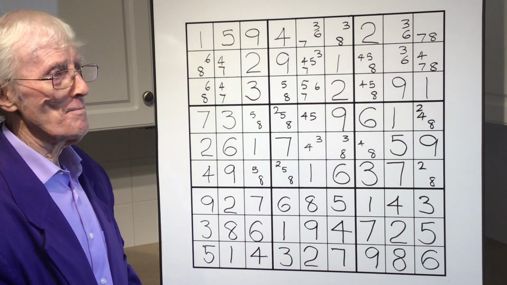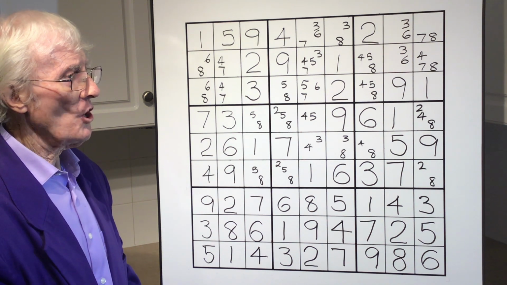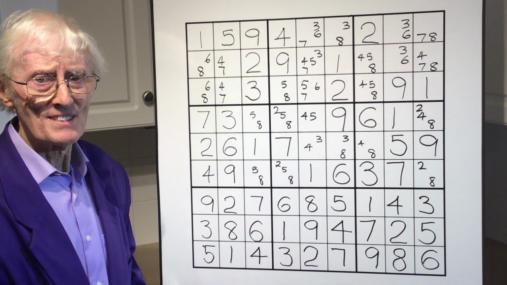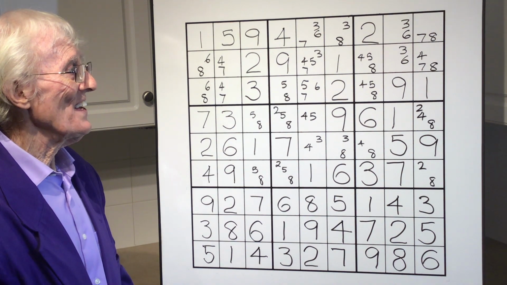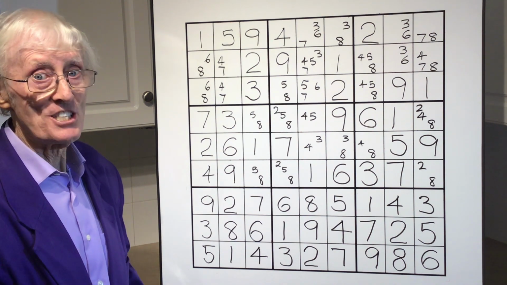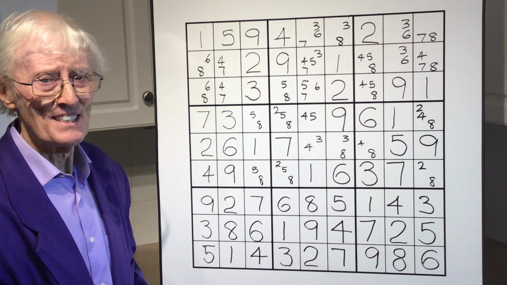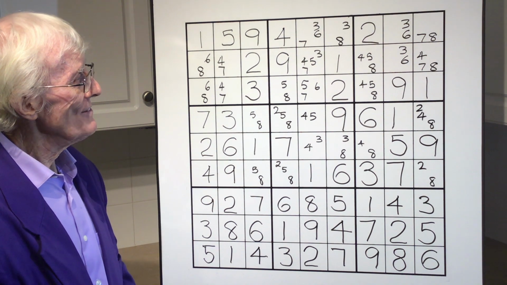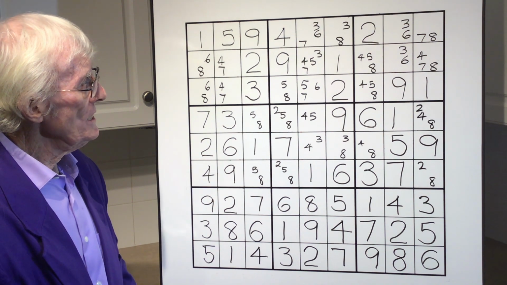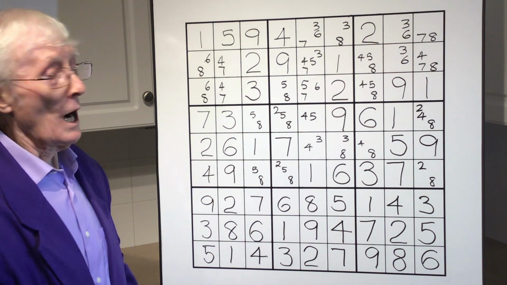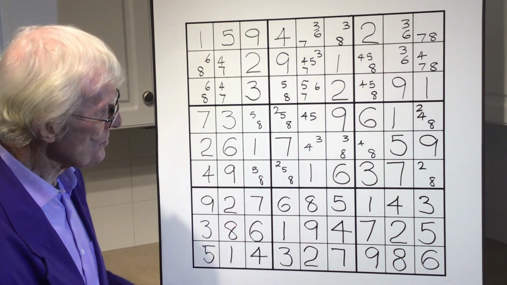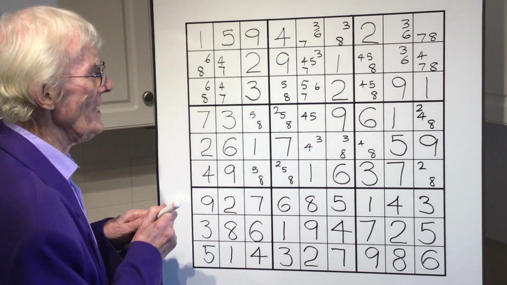Two parallel strong links, with each end in a different block. 5, 4, 3, 2, 1. Okay, here we go. This is where they are. See if you got it right.